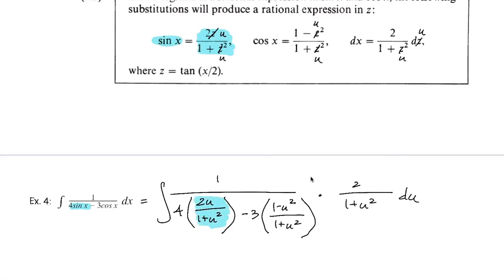All right, so that sine came from there. The cosine one, 1 minus u squared over 1 plus u squared, gave us this. And then we wanted to make sure that we also got a dx to replace. And so that's why we put this green part at the end. Okay?